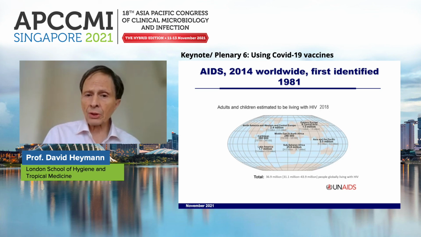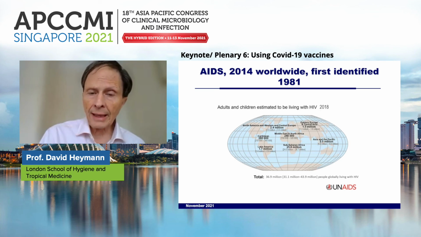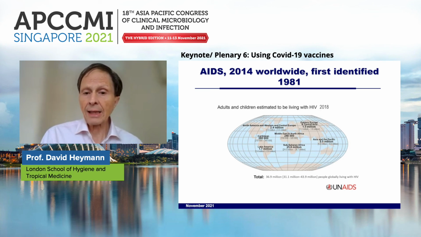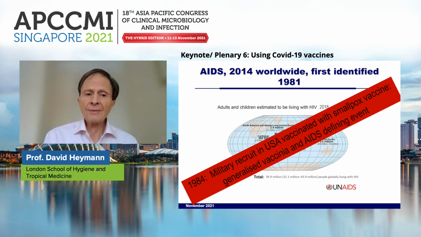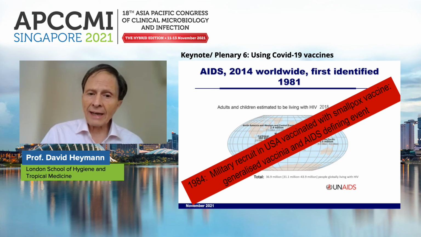Smallpox disappeared and was certified eradicated in 1980. In 1981, HIV was first identified, and today we know that HIV is a very important infection throughout the world. However, in 1984, a military recruit in the US was vaccinated with smallpox vaccine. He developed generalized vaccinia. He was HIV infected and not known to the vaccinators, and this was an AIDS-defining event.